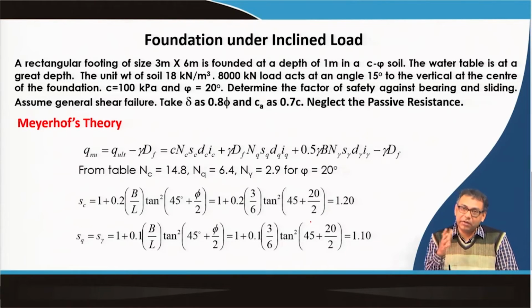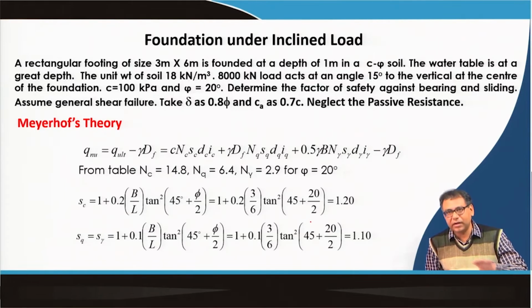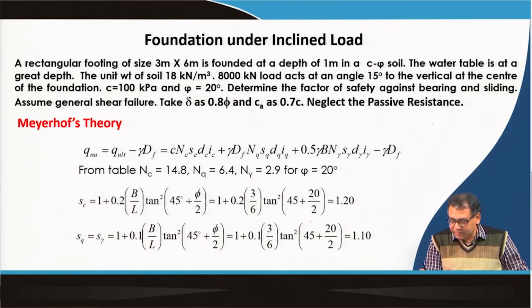Now, there can be a case where the load is acting at an angle, but with an eccentricity also. In that case, you have to consider both conditions, but here I have not considered the eccentricity, only the inclination effect. So, the footing is such that this is vertical, and the load is acting at an angle of 15 degree, and that load value is 800 kilonewton.